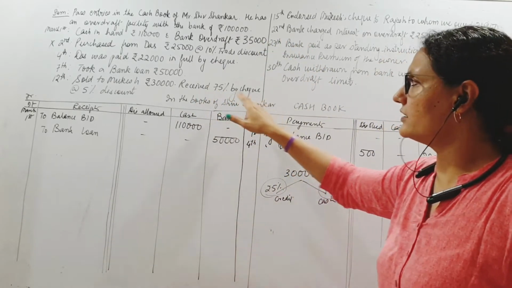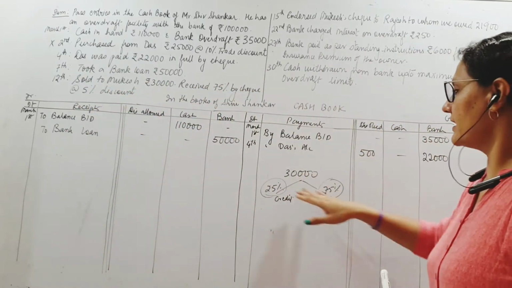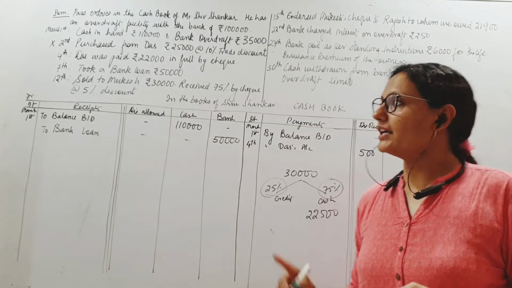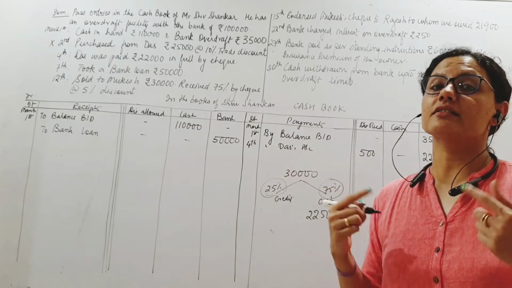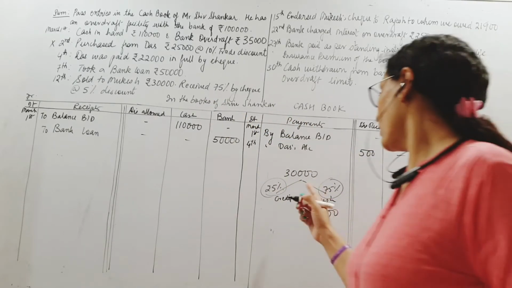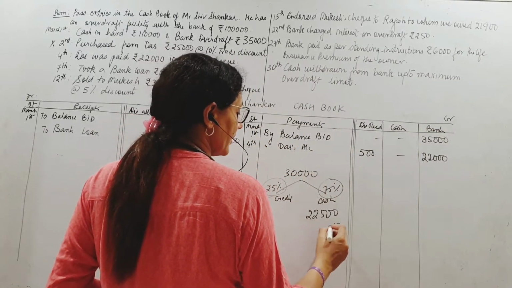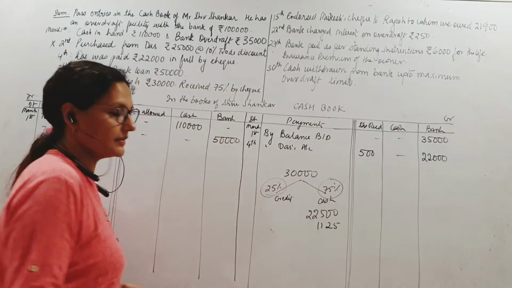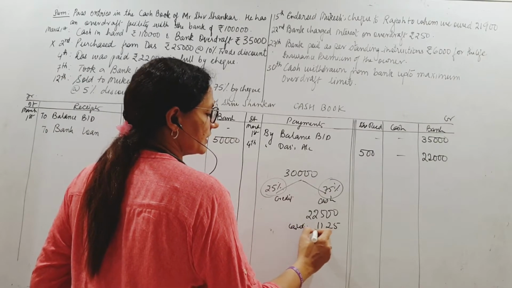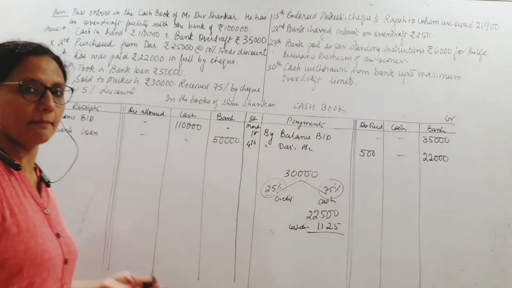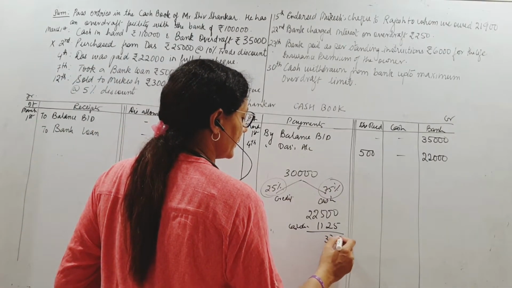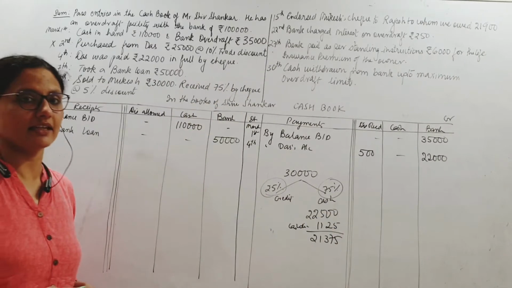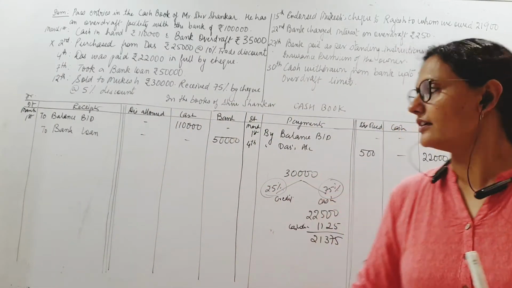We have received 75% by check at 5% discount. Meaning 75% of this is coming to 22,500. But I will not get this entire amount because I am allowing a further discount of 5%. So 5% of this is 1125. Okay. So this much is the discount, cash discount. And if I subtract this amount, I will get the balance, right? So this is 21,375, the amount of check that I will receive. Is that absolutely clear?